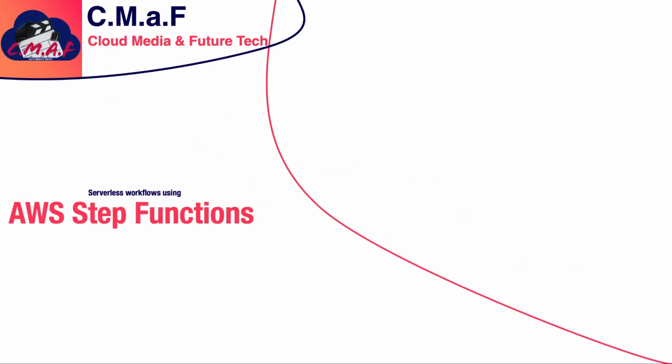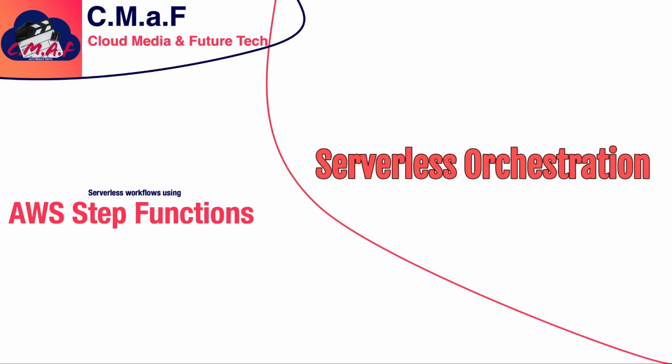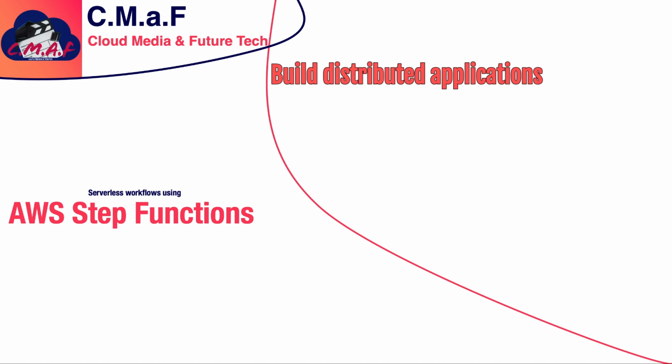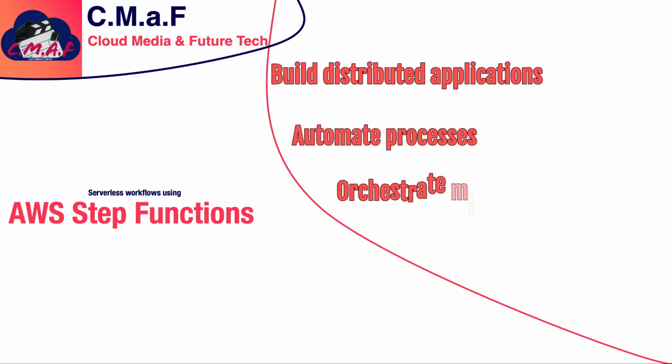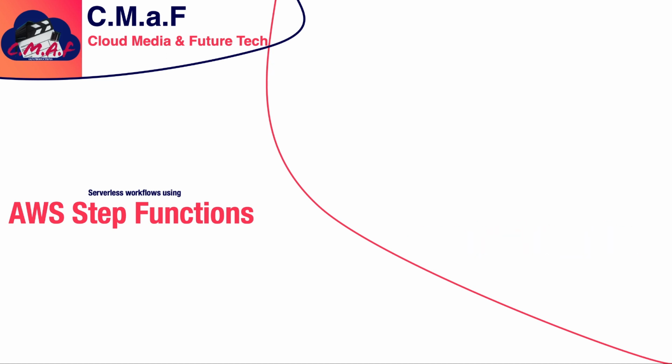Talking about workflows, we can't miss AWS Step Functions. AWS Step Functions is a visual workflow service which provides you serverless orchestration for your modern applications. This helps developers to build distributed applications, automate processes, orchestrate microservices, and create data as well as machine learning pipelines. This orchestration service centrally manages a workflow by breaking it into multiple steps, adding flow logic, and tracking the inputs and outputs between these steps seamlessly.